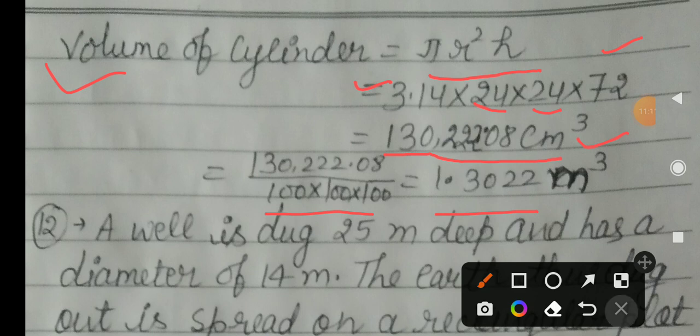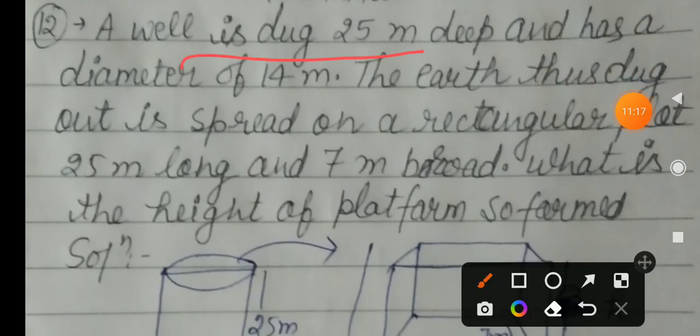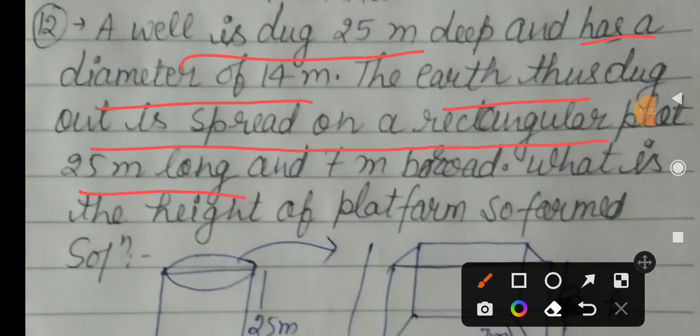Okay, now the next question is: a well is dug 25 meter deep and has a diameter of 14 meter. The earth thus dug out is spread on a rectangular plot that is 25 meter long and 7 meter broad. What is the height of the plot? What is the height of the platform so formed?